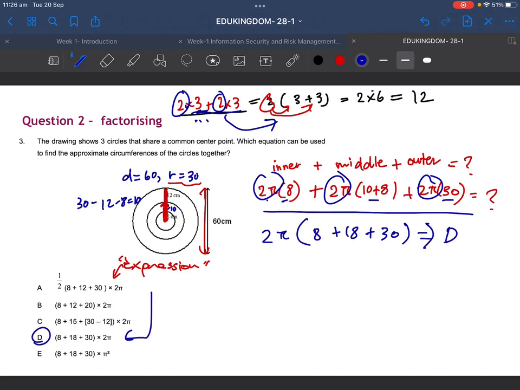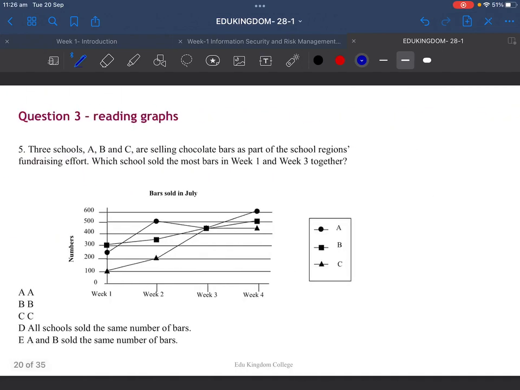Okay? Let's move on. Question 3, reading graphs. So 3 schools A, B, and C are selling chocolate bars as part of the school region's fundraising effort. Which school sold the most bars in week 1 and week 3 together? So for this one, we have a look at the key. Okay? Always look at the key.